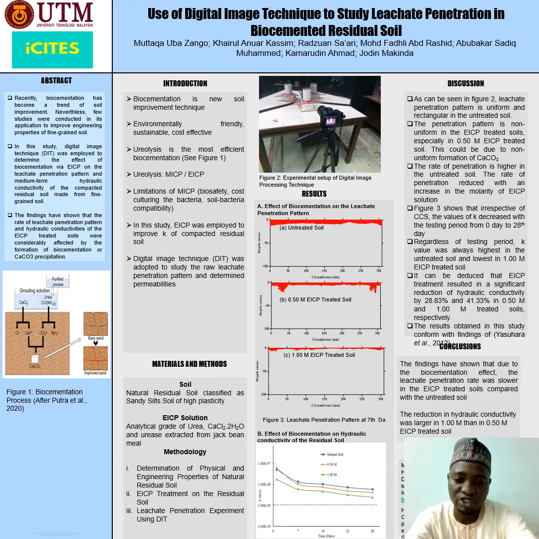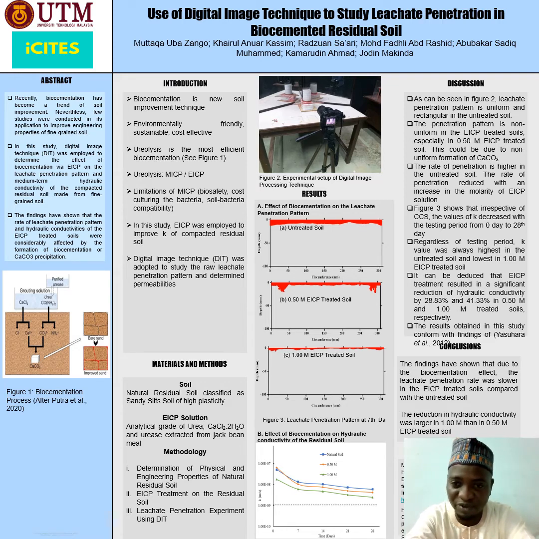Figure 3 shows the variation of permeability with testing period for the three samples, that is the untreated, 0.5 and 1.0 molar EICP treated soil.